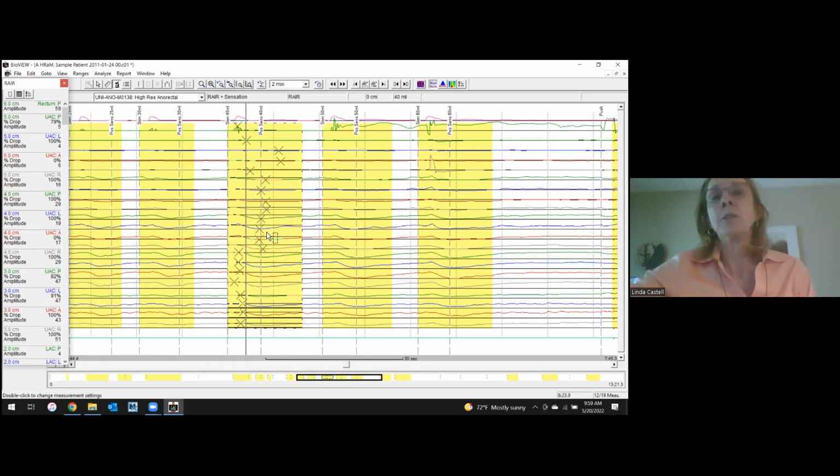So the computer will tell you the percentage of internal anal sphincter relaxation. Anything greater than 15% is a positive RAIR, so RAIR would be present. Okay, so let me go back to my color.